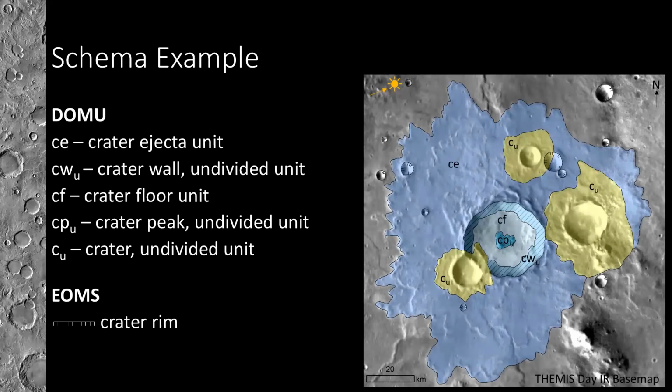So for example, it would look like this. We have 3 crater undivided units in yellow, and then the 4 crater units, crater ejecta, crater wall undivided, crater floor, crater peak undivided, listed in the description of map units. And then all the small category craters just have the crater rim as a line feature in the explanation of map symbols. Next slide.